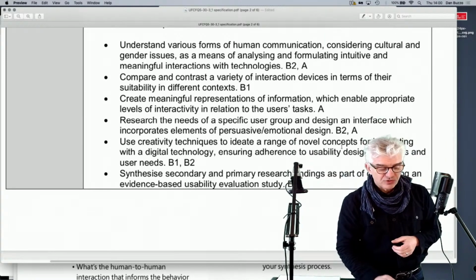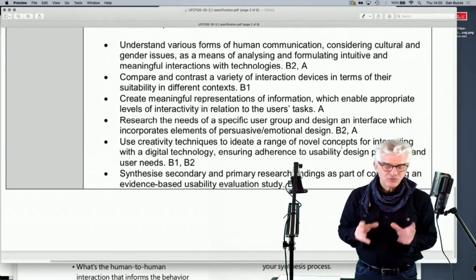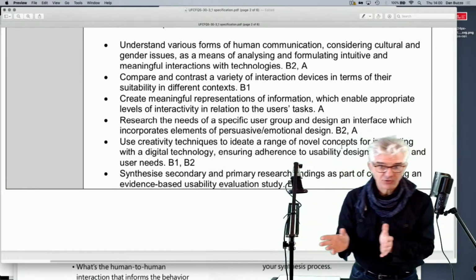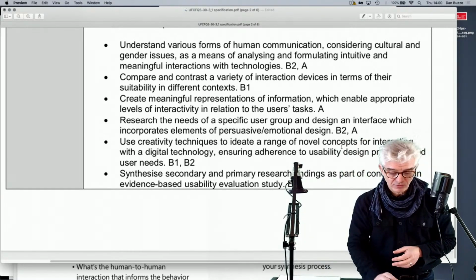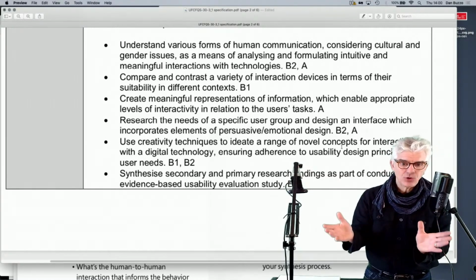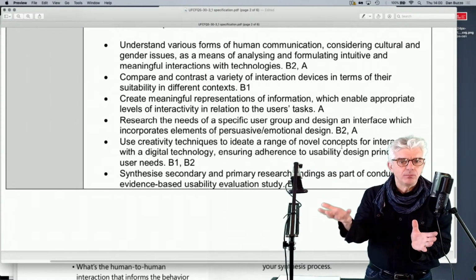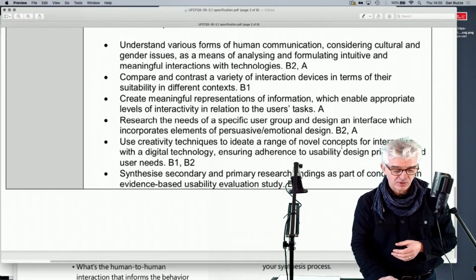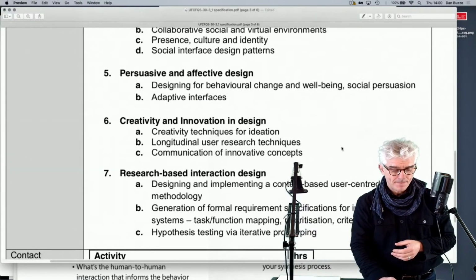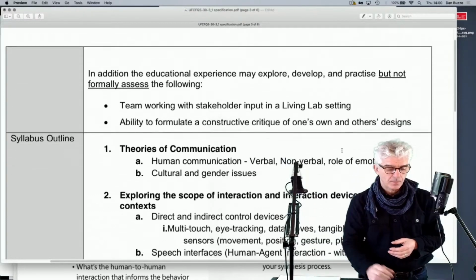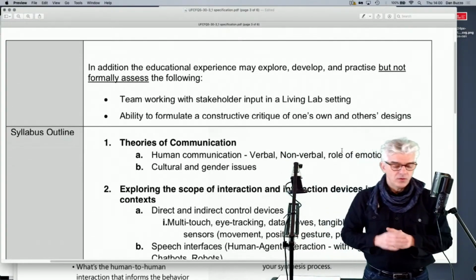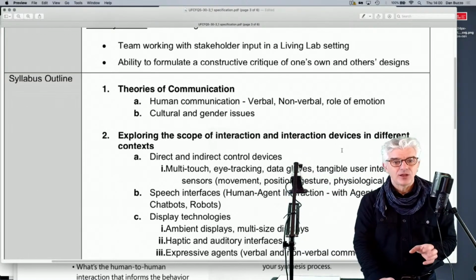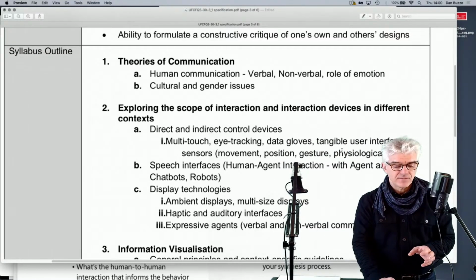And then you'll synthesize your research findings from reading, observation, competitor analysis, primary and secondary research of a qualitative and quantitative nature. This is the amounts and the numbers and the experiences as part of a research study. You'll also look at your own design and others and form critiques.